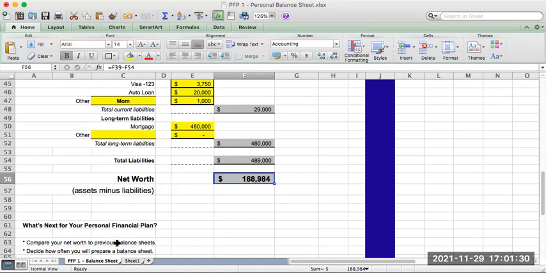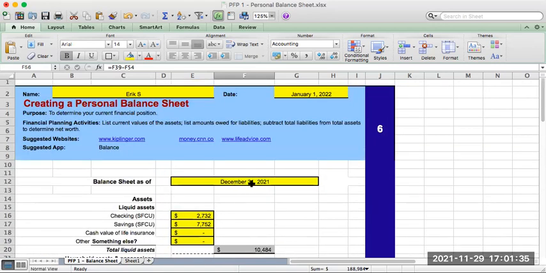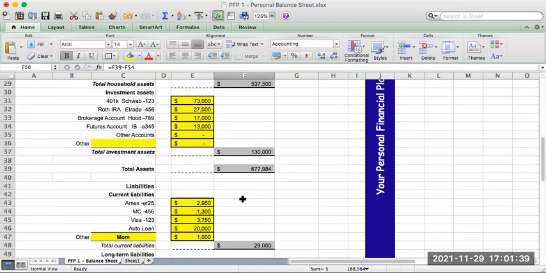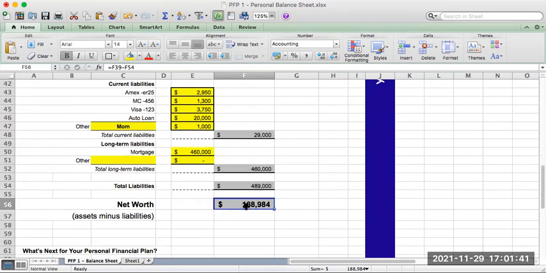Now, remember, this is a snapshot as of this date and time. December 31st, 2021, my net worth was 188,984. And don't worry if yours is lower, that's okay. Some will be lower, some will be higher. I've seen it all in my volunteer and professorial work.